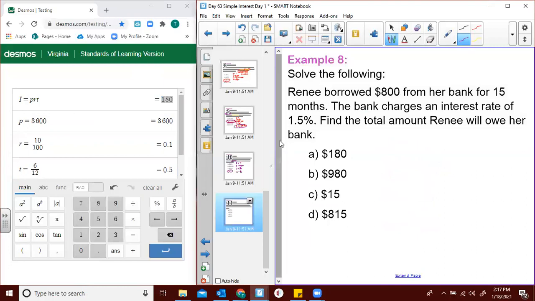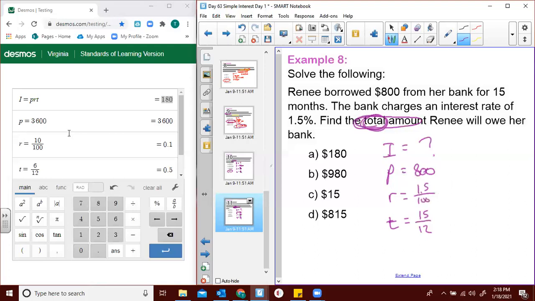All right, Renee borrowed $800 from her bank for 15 months. The bank charges an interest rate of 1.5%. Find the total amount Renee will owe her bank. Total amount. We're talking about the total here. All right, so interest we don't know. Principal is a dollar amount that she's borrowed, which was $800. She borrowed it for 15 months. Remember, there's 12 months in a year, so it's 15 over 12. And our rate is 1.5%. And if you don't want to double dip, you can just put that over 100.